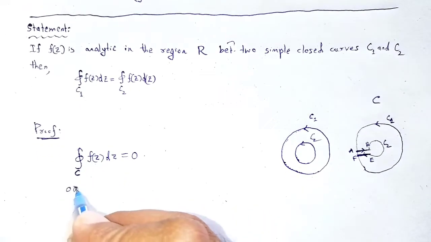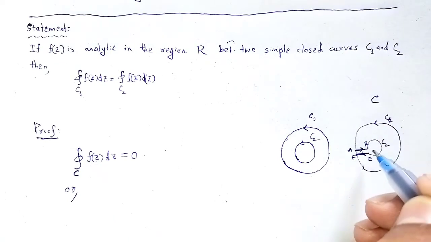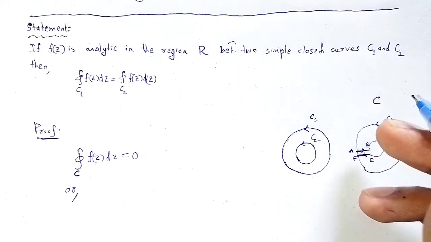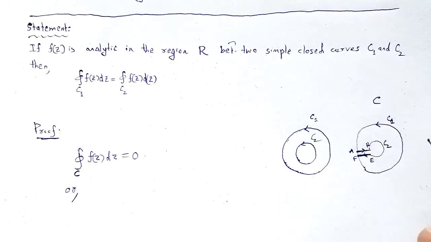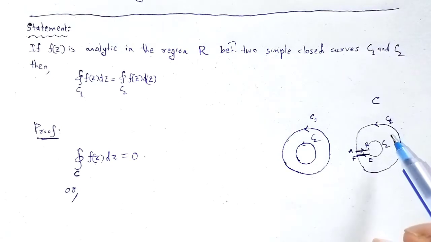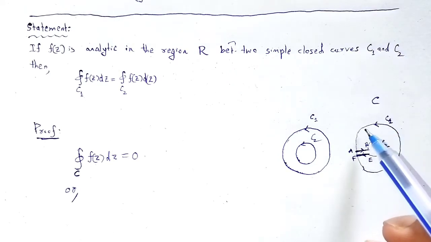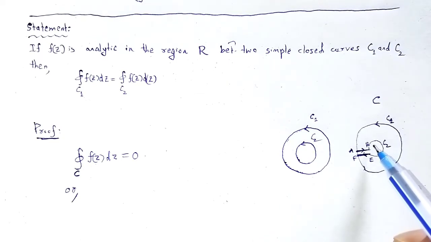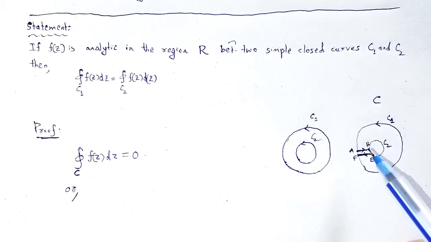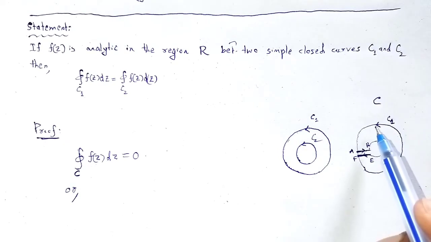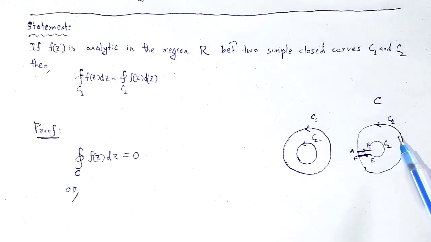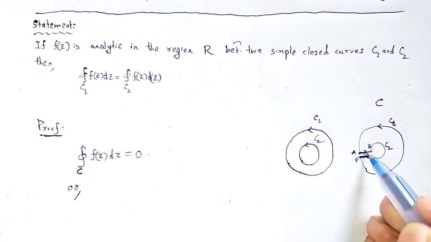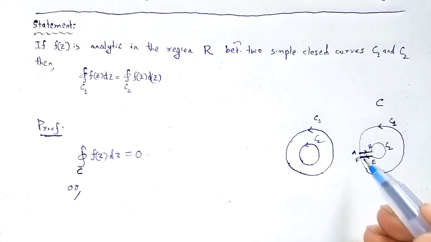Now it is the combination of C1, AB, C2, EF, that entire closed curve C. Here I use a convention: if I proceed in anti-clockwise direction, I choose positive sign. When I prefer clockwise direction, I choose negative sign. Anyone can use clockwise direction as positive sign and anti-clockwise direction as negative sign. This is just a convention. And inward I take positive, outward I take negative.